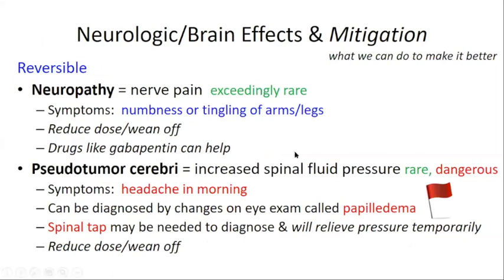There are some rare side effects on the nervous system from steroids. Something I've never seen before would be nerve pain. Another rare effect would be an increase in the fluid around the brain, the spinal fluid, and an increase in the pressure. Patients who have that might get severe headaches, especially in the morning. This is a reason that it's important to get eye exams from the eye doctor, because they can see some changes in the eyes.